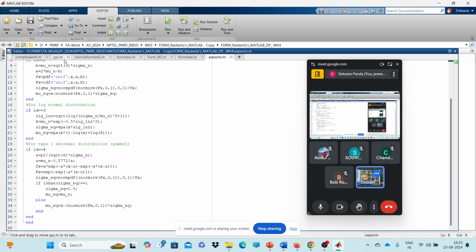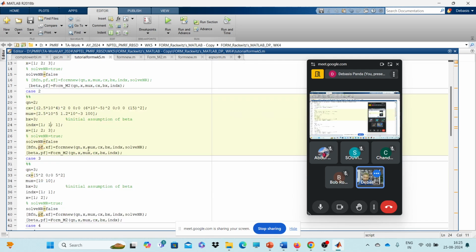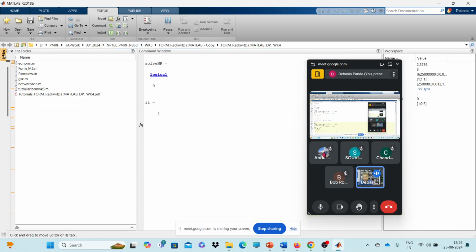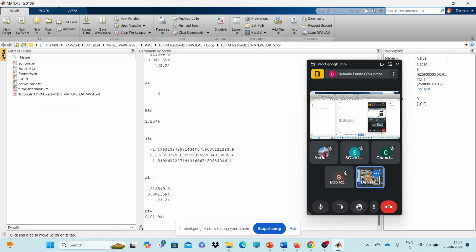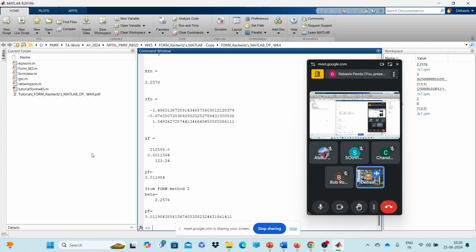Okay, now let's see. Now I am calling that. Let's check this problem considering those two methods. I'm calling FORM and FORM M2, that means using the Rackwitz and Rackwitz-Fiessler algorithm. So you just need to change the question number. I have changed the question number. Now just run it and let's check whether we are getting the same value or not. Okay, so it has calculated the value for the Rackwitz algorithm, and it is giving exactly the same value, 2.2576, and method 2 has also solved it and gives the same value, 2.2576.